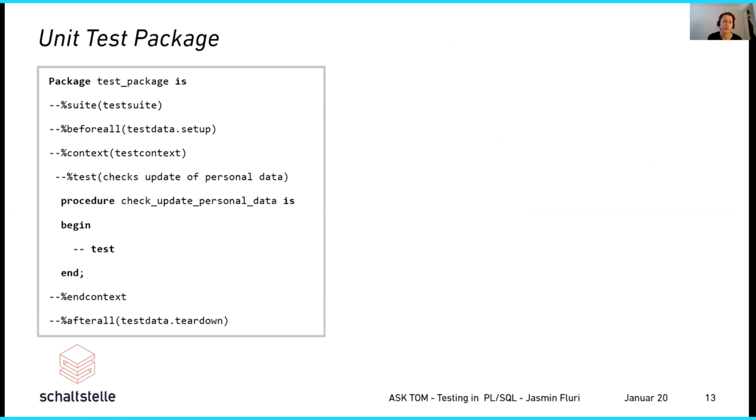I have a unit test package. It's called test package. What it does is in the before all, it calls the test data setup method that we saw before that provisions all the tables I have. And from that point on, all the tests that are executed after this setup can use the data that I inserted into the tables. And this is the start of my test context.